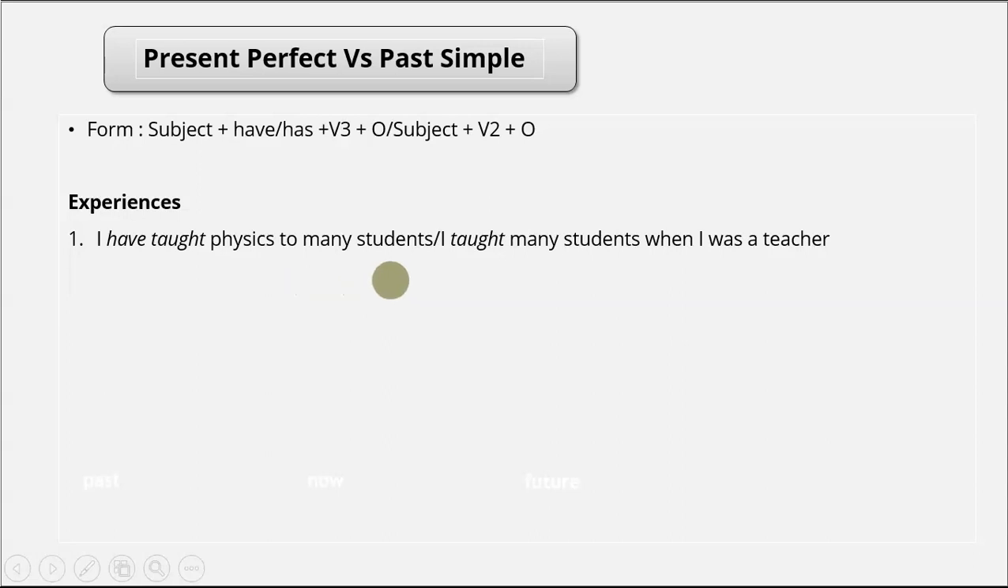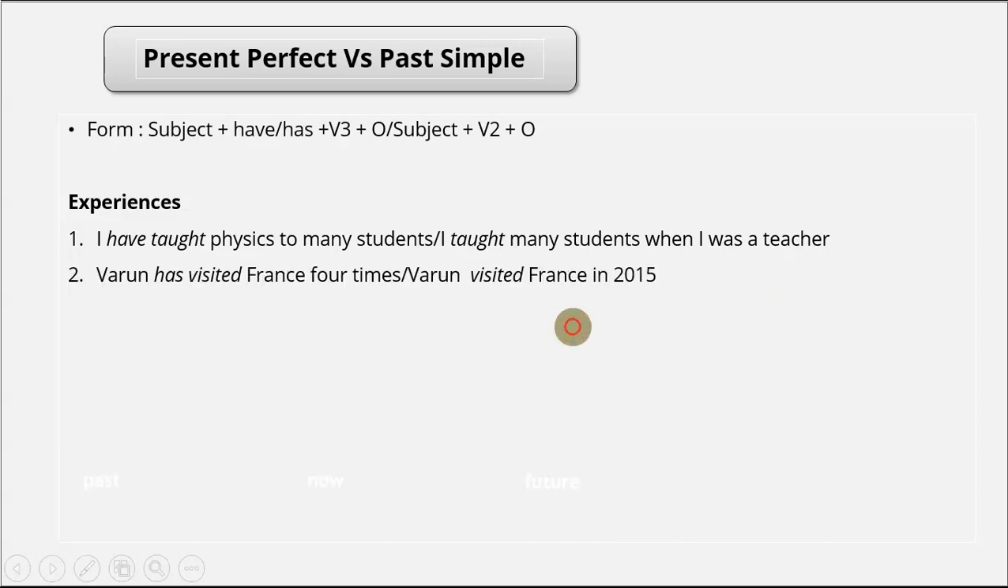I have taught physics to many students. We saw this example. The past simple will be, I taught many students when I was a teacher. So here we are emphasizing the time. This is the past simple. Here we are emphasizing when I was a teacher. This person is not a teacher now, so he is emphasizing the fact that he taught many students. In the present perfect, he is saying, I have taught physics to many students. He is talking about his experience. And here he is talking about when he was a teacher. He is specifying the time.